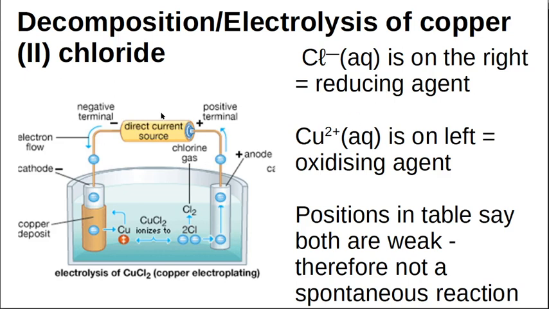So if you put in a battery, a direct current source of electrons, you will get this to happen. You will build up copper on one electrode and chlorine gas will bubble off at the other electrode. Reduction occurs at the cathode. So Cu2+ is going to be reduced to copper at the cathode because it is gaining electrons, and reduction is gain of electrons. So this is the cathode and this is the anode.